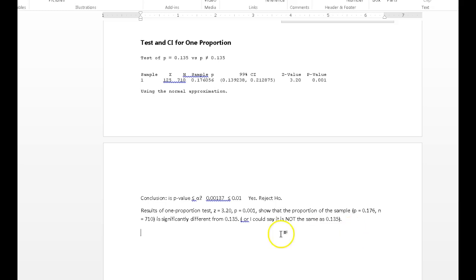See? Statistics is not about numbers. Statistics is all about words. All right, I think that is it for this.